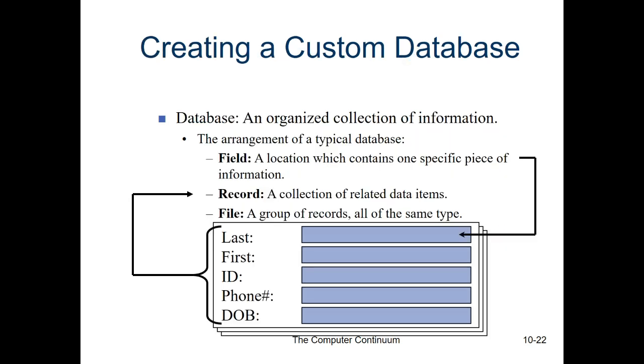All right, how can we create a custom database? Creating a custom database is something software engineers do all the time. In order to create a custom database, you need to create different fields and specify the relationship between those. So first off, what is a database actually? It is just an organized collection of information. The arrangement of a typical database would be in the form of fields, which I just mentioned. A field is a location which contains one specific piece of information. For example, it could be name, gender, or age. And then we could also create a database based on records.